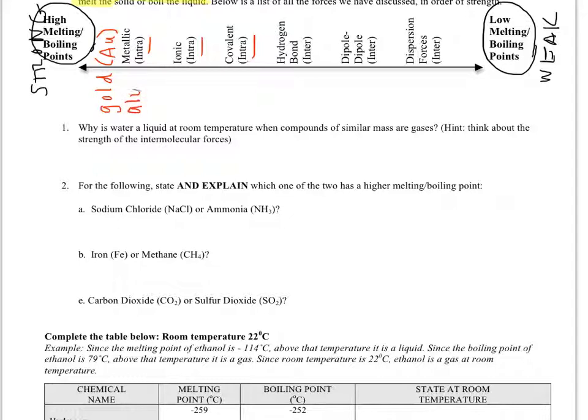Okay, the same would be in aluminum. That'd be another example of a metallic bond. Right, so it takes a huge high temperature to melt gold or to melt aluminum.